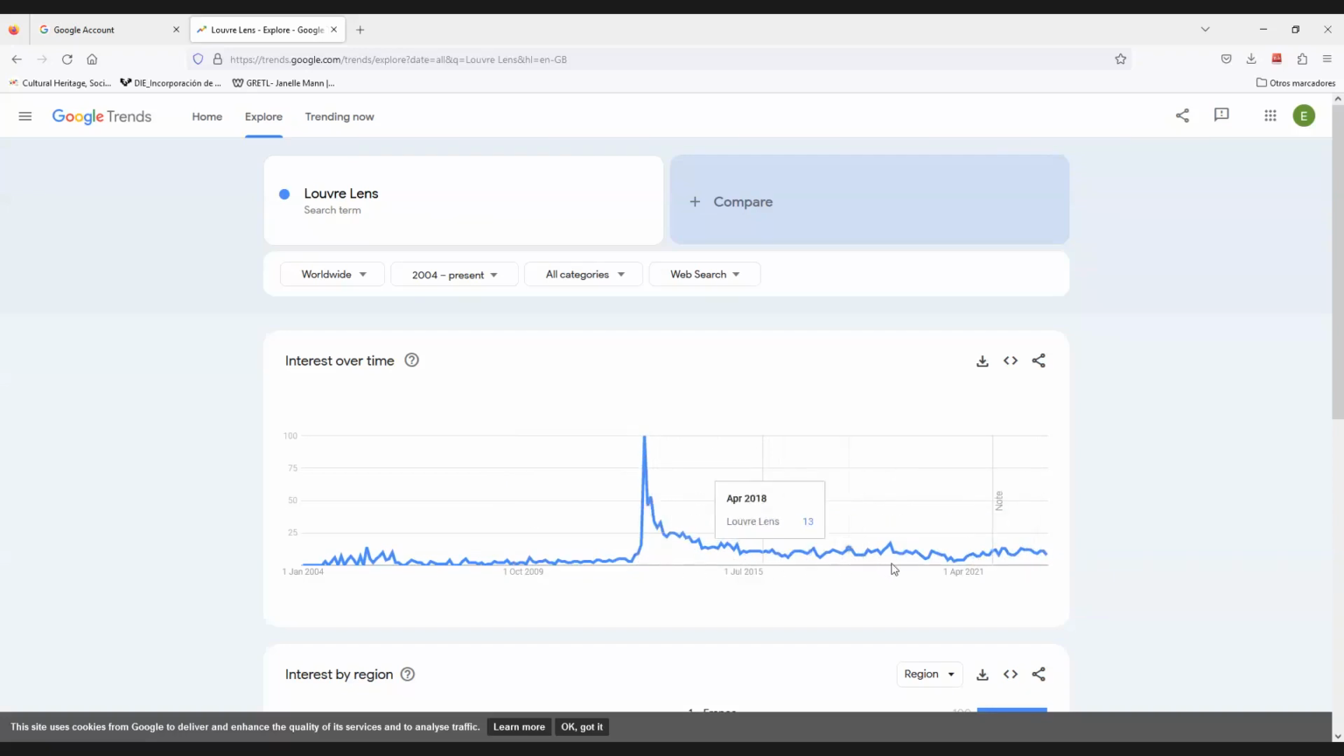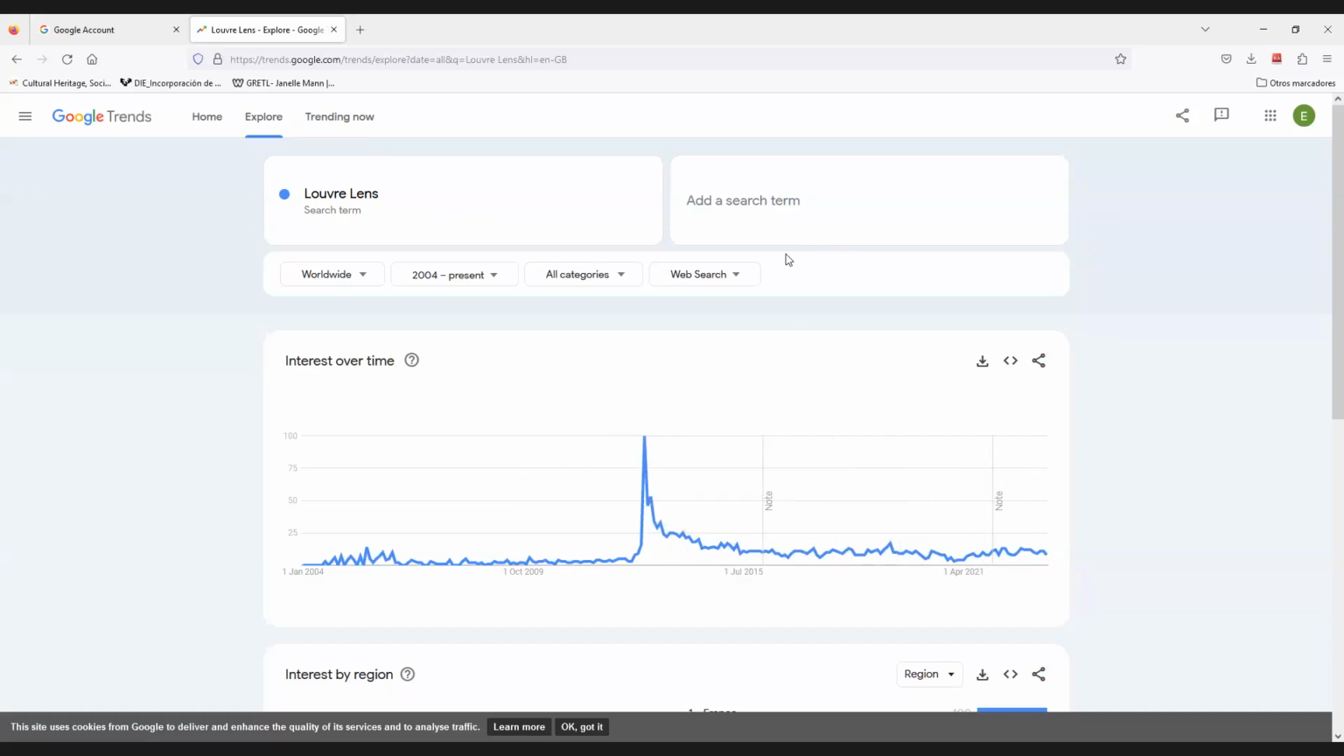It is a proxy to the number of visitors to your museum. This is a number, how many people are looking in Google for this museum. But obviously there's a positive correlation between the number of people who Google for Louvre Lens and the number of people that visit the museum. There's a positive correlation, okay? So somehow this is a good proxy.